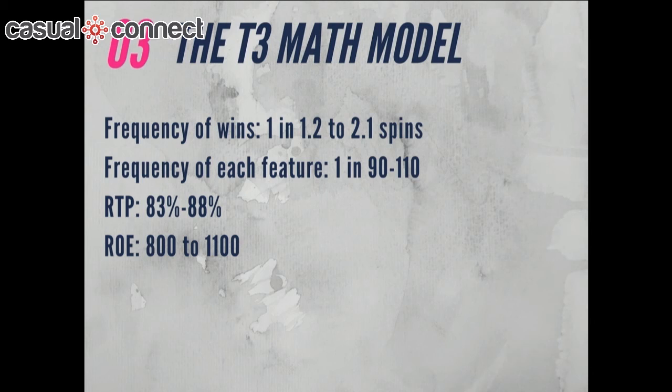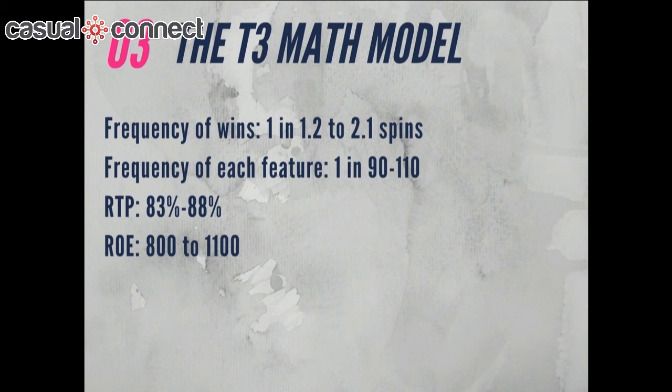Frequency of each feature, I wrote in 90 to 110. You can actually make it anything you want. It can be 60, 70. That part actually doesn't matter. Payout is actually 83% to 88%, and the rate of exhaustion is 800 to 1100. So it feels like an RTP of 95 to 97, depending on the rate of exhaustion.